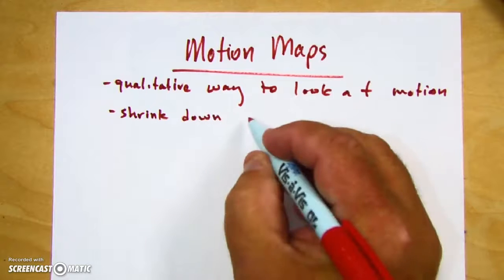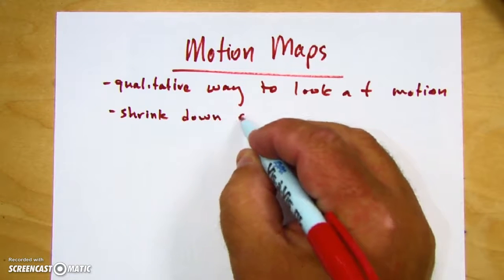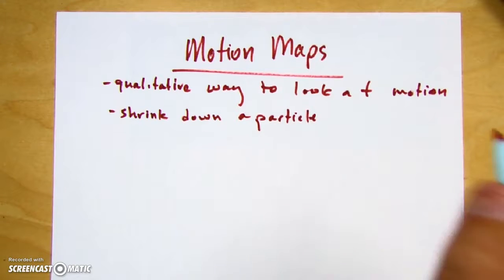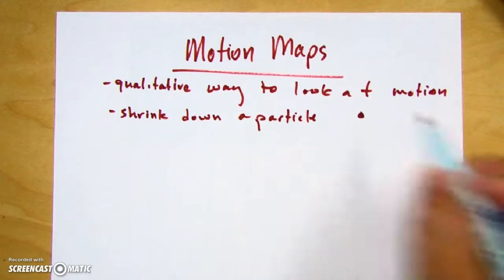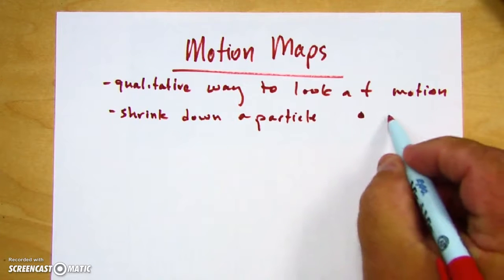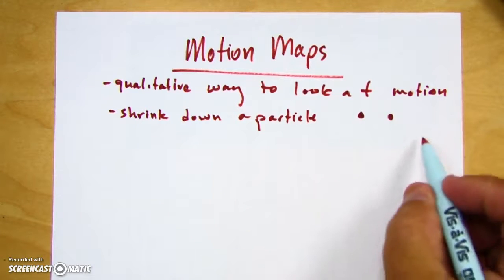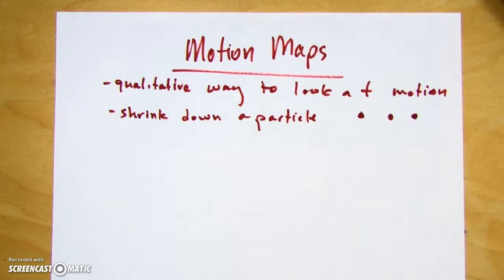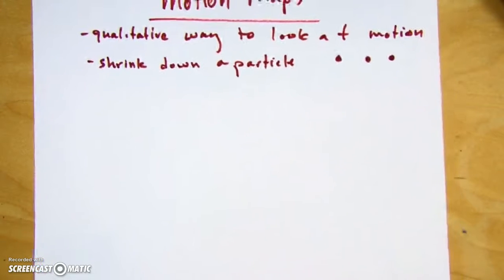I don't care what it is. I don't care if it's a person. I don't care if it's a car. We're going to represent it by a dot. So here's my picture of a kid on a bicycle. Here's my picture of a kid running. Here's my picture of an 18-wheel truck. We're going to shrink it down to a particle, and we're going to show how something moves based on that.